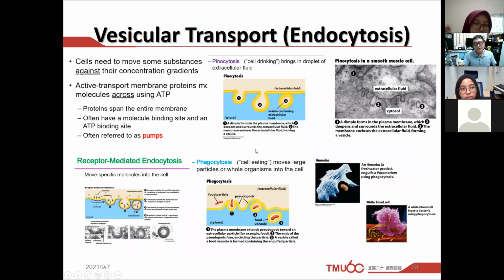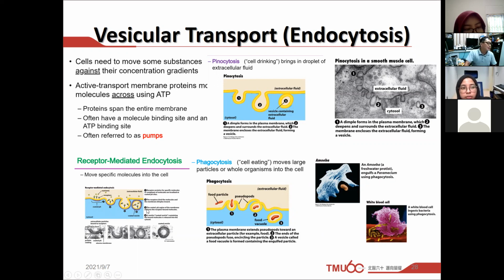Another one is vesicular transport. This is a very important part. The first one is pinocytosis. The substance is a lipid droplet, very tiny, that stays on the cell membrane. Our cell will detect it, and use the cytoplasmic flow to enclose this lipid droplet, eventually engulfing the lipid into the cytoplasm. Okay, that's what we call pinocytosis.